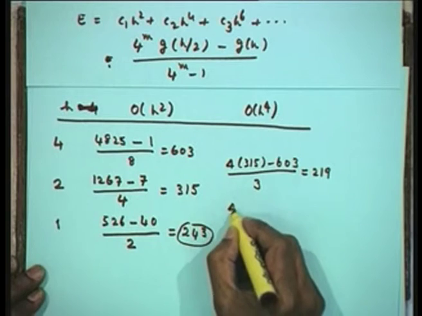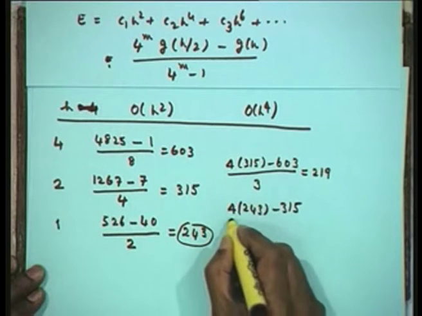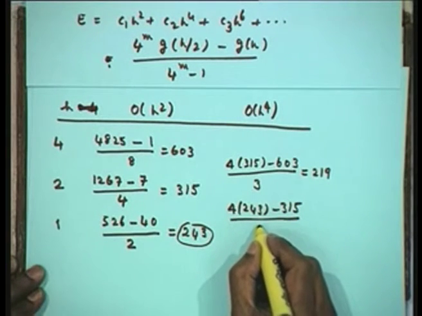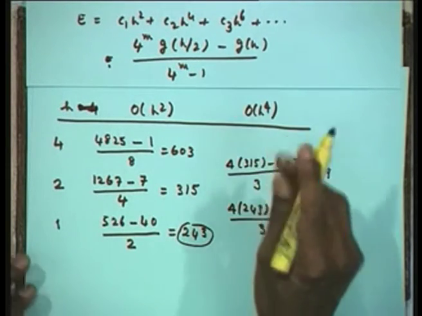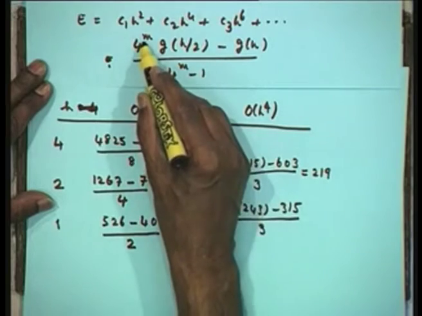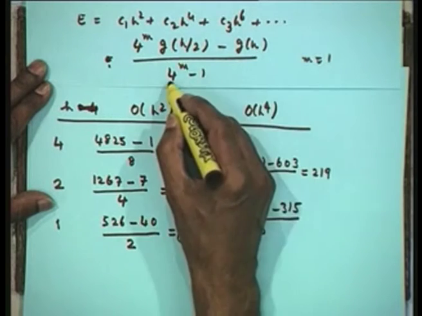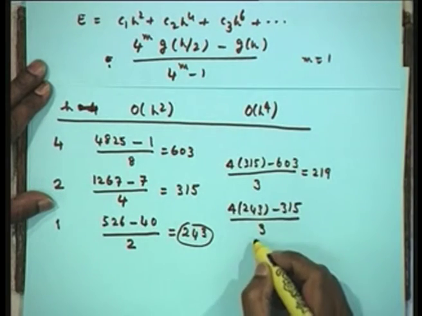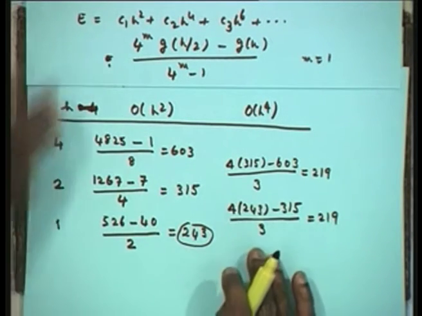And now, I have 4 times 243 minus 315 divided by 3. This is your basic numerical method that we have used. Now, this is m is equal to 1, you have 4 times g of h by 2 minus g of h divided by 4 to the power of 1 minus 1, that is 3, and this is also equal to 3. This is also equal to 219. It turns out that it is also equal to 219.